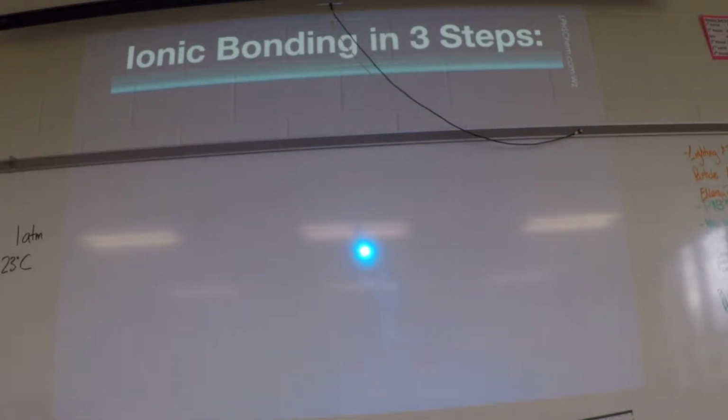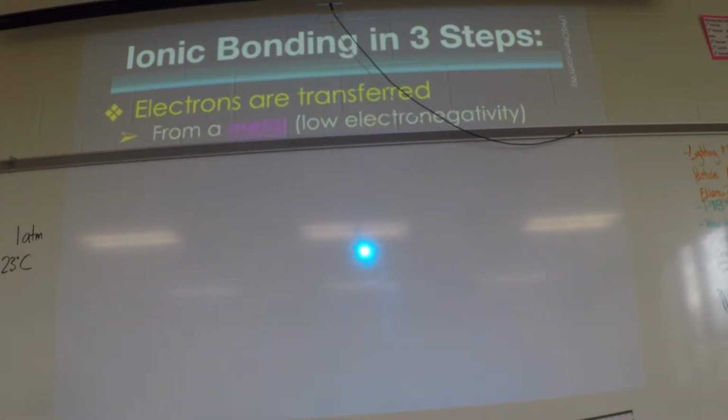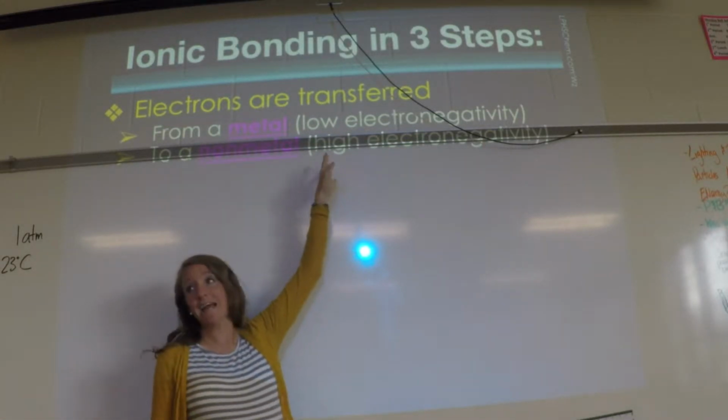What's interesting is we have this 3-step process. The first step is the electrons are transferred. Someone has to give them away, and that's always the metal. Another one has to accept it, and that's always a non-metal. Why wouldn't it be the other way around? Why wouldn't non-metals ever give up their electrons? Because they're stronger. They have high electronegativity. They hold on to them tightly.